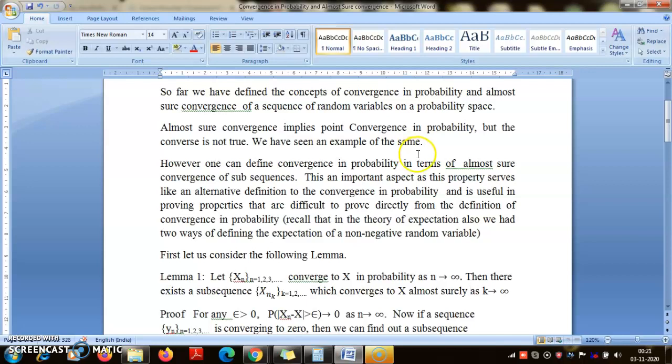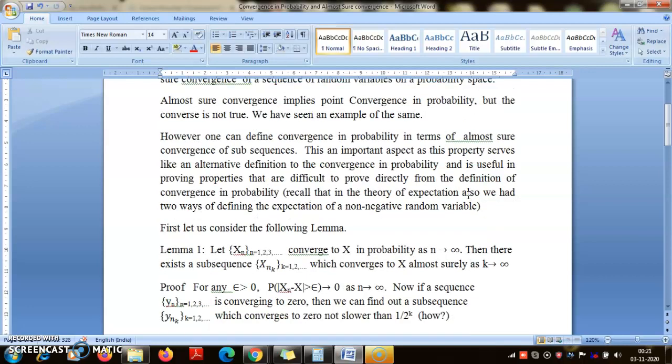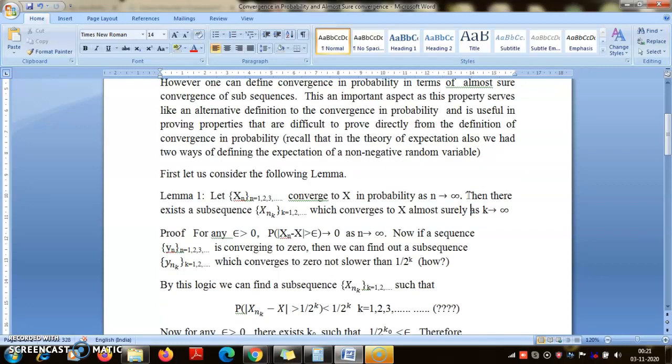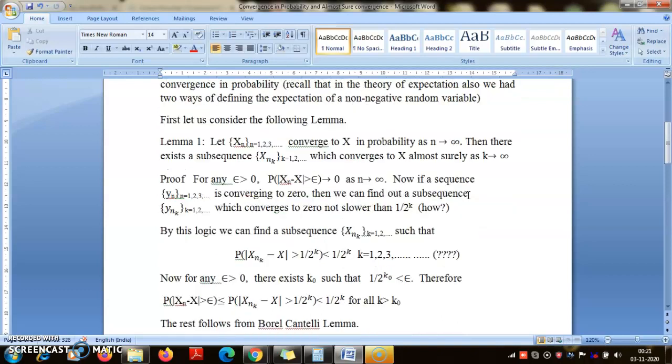Then that second definition, which defines expectation as a limit of a sequence of expectations of simple random variables, became very handy. So here this is also interesting math, and it also provides a very handy result that I am going to state and prove as a second definition of convergence in probability.